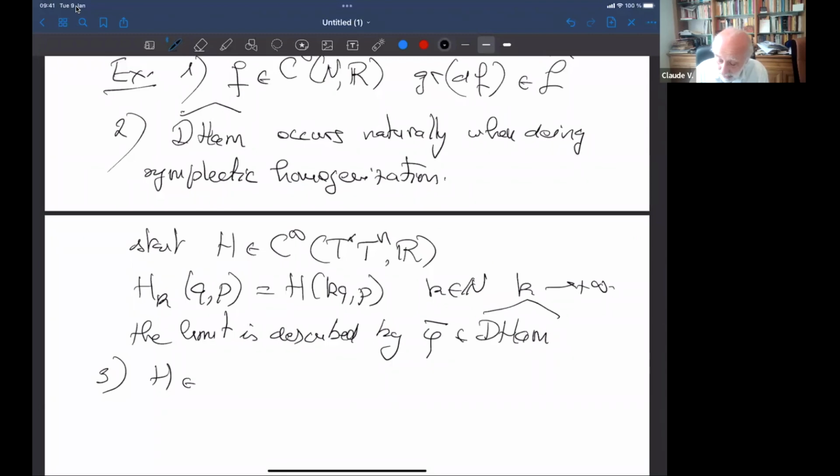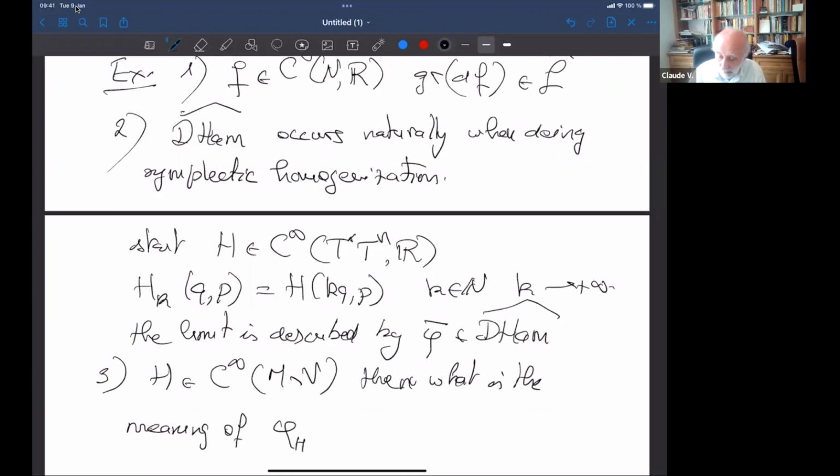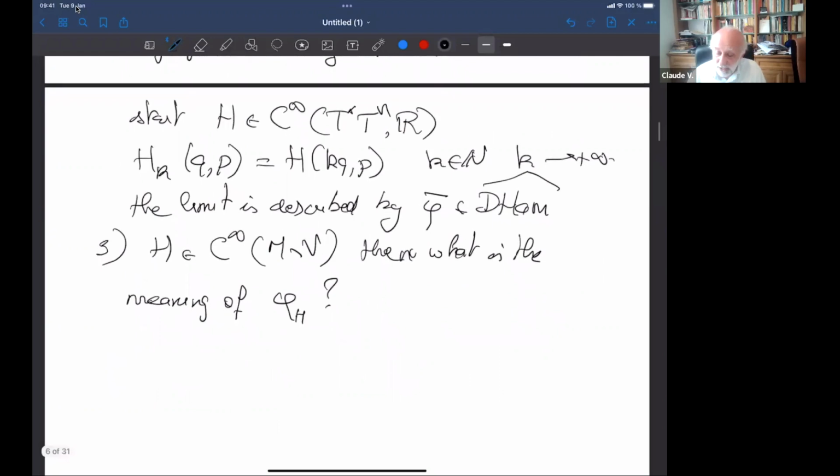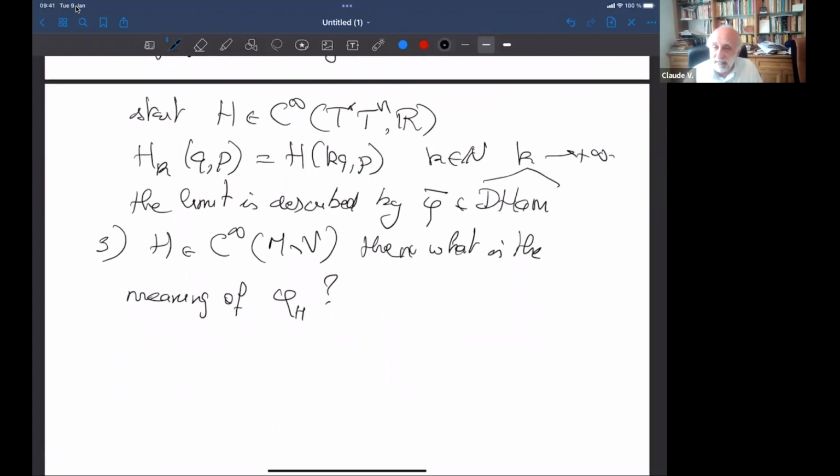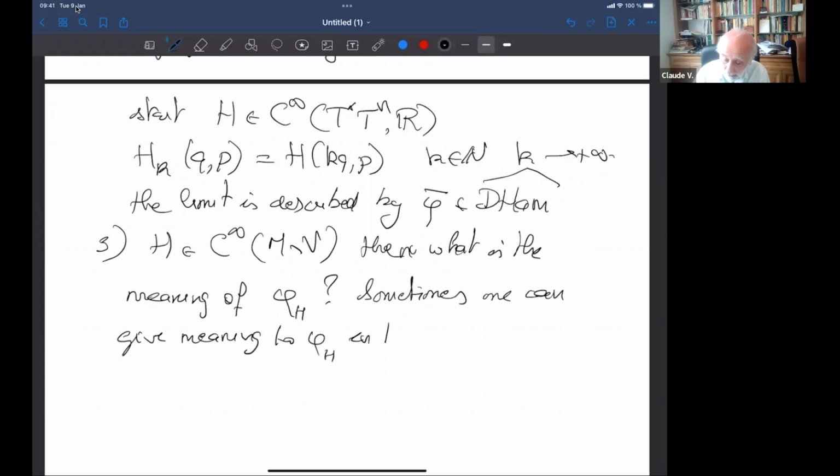And a last case, which is the following. Assume that you have h, C infinity in M minus V, so you take a Hamiltonian which has some singularities on a subset V. Then what is the meaning of phi h? Well, sometimes you can give meaning to phi h as an element in d ham hat, even though it doesn't have a meaning in d ham. So sometimes, and I will probably explain that at the end, one can give meaning to phi h in d ham hat.